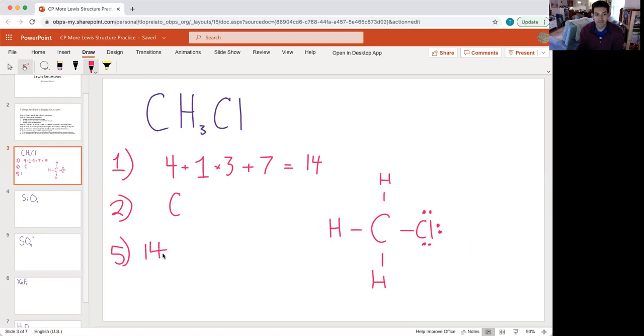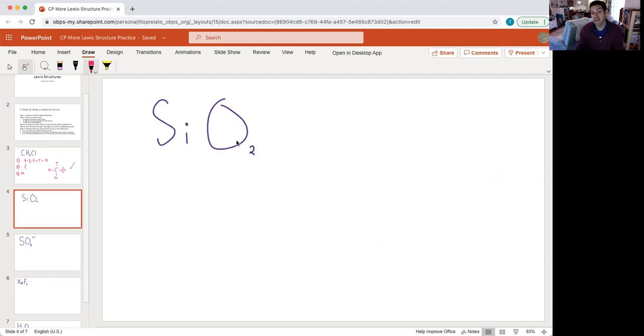All right, our counts from step 1 and 5 match each other. So this is the Lewis structure. We should feel confident in that. Booyah. All right. How about SiO2?